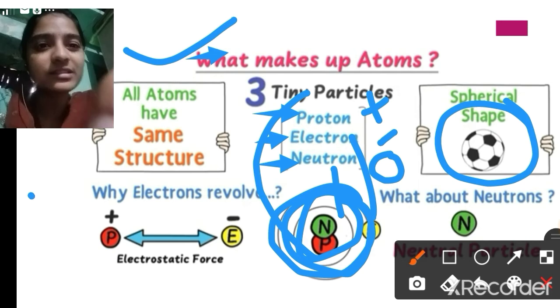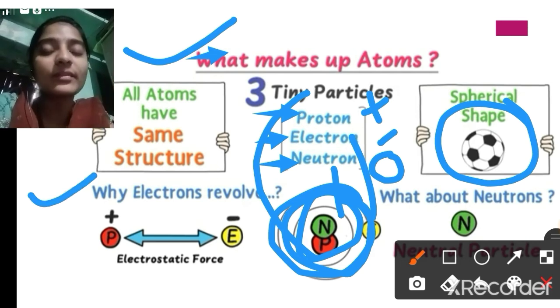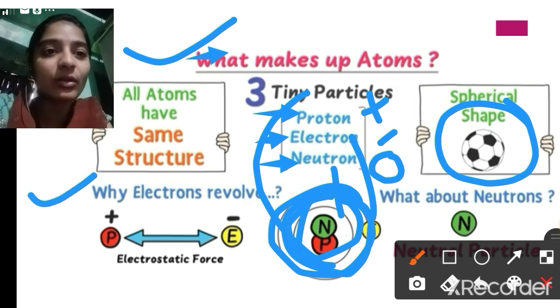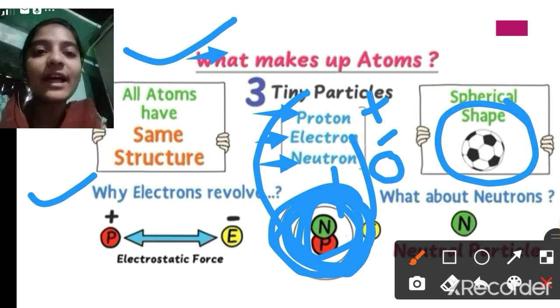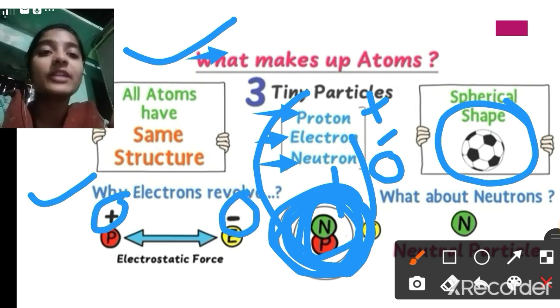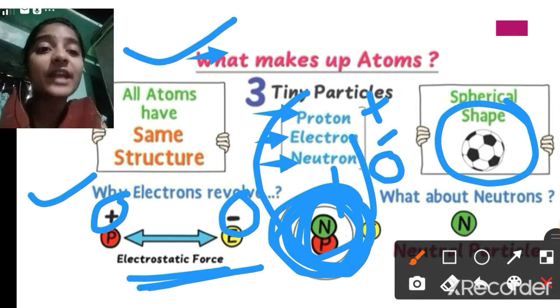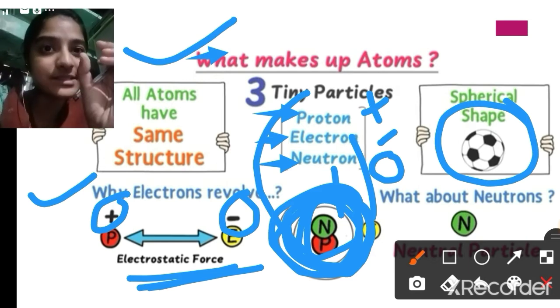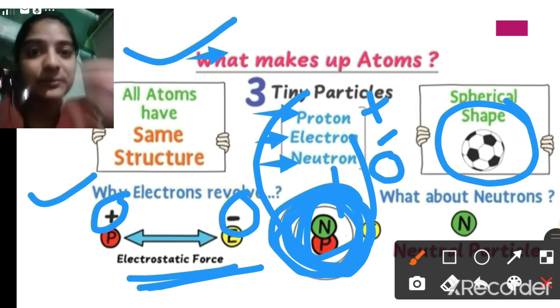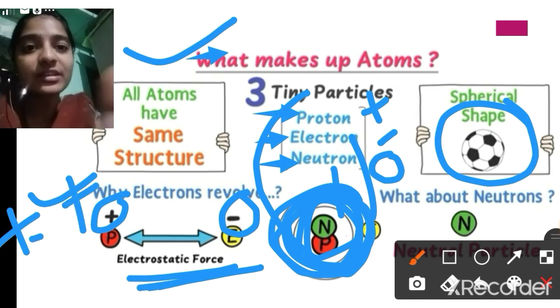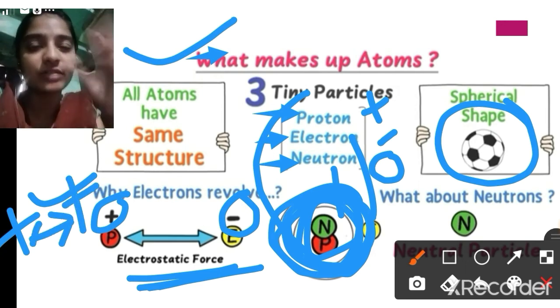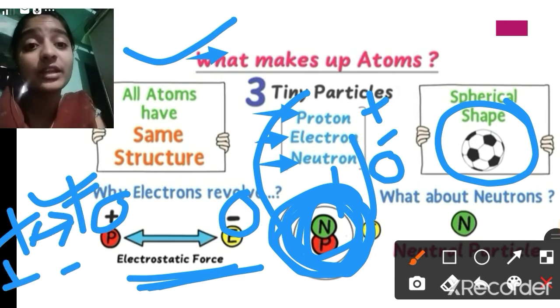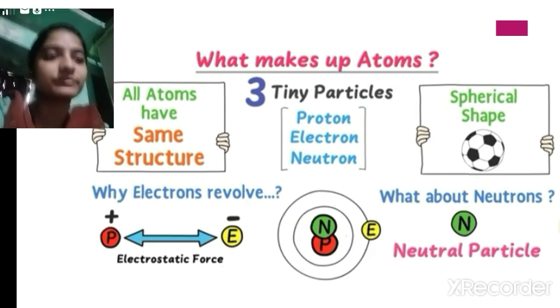Here I have asked the question, why do electrons revolve around the nucleus? Protons have positive charge, electrons have negative charge. By electrostatic force, like charges repel each other. So the proton is in the center and the electron keeps on rotating around it. If both have positive charge, they repel each other. If one is positive and one is negative, they attract each other.